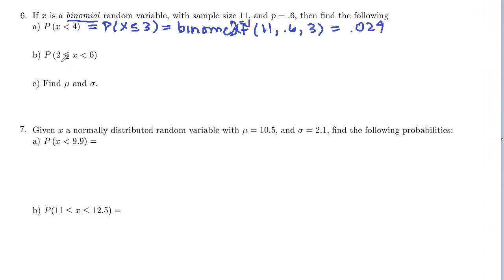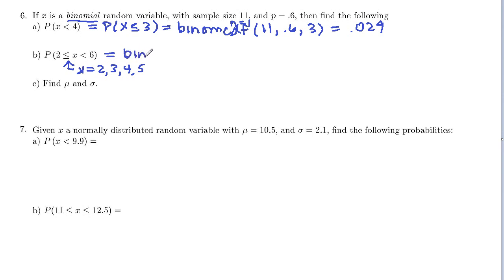Probability that x is greater than or equal to 2 and strictly less than 6. So the x values covered here are going to be 2, 3, 4, or 5. 6 is not covered, because strictly less than 6 means you stop at 5. Remember, our binomial CDF gives less-than-or-equal probabilities. So we want to do less than or equal to 5 and then subtract off 0 and 1. So 0 to 5 minus 0 to 1.